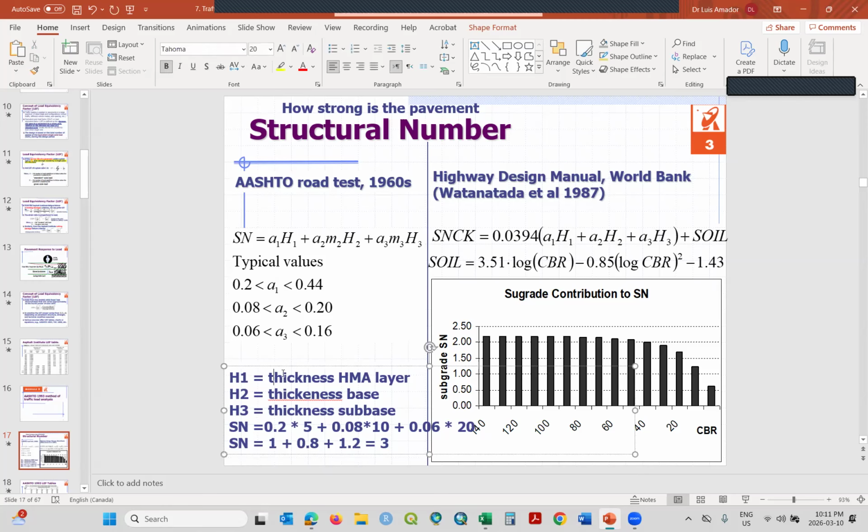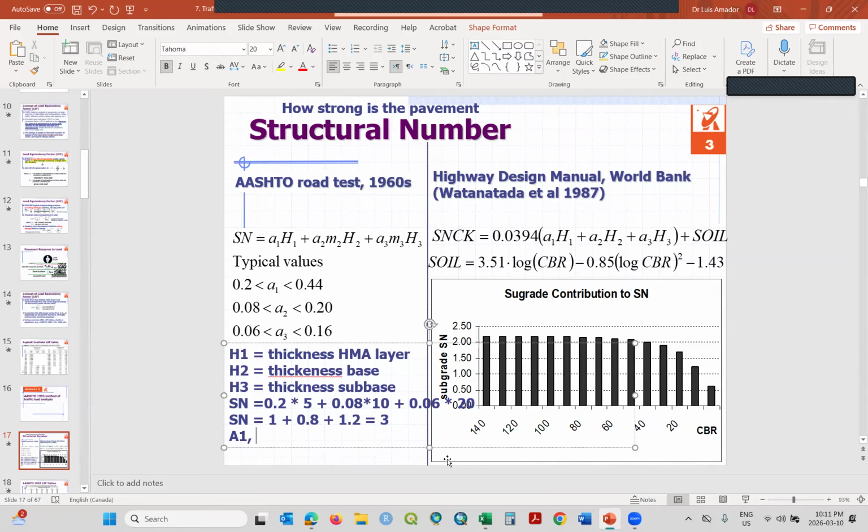So your coefficients, A1, A2, A3, they come from material testing. And these are the common values. These are the most common values. This is the range for the A1, which is for the hot mix asphalt. This is the range for the granular base, and this is the range for the granular subbase.